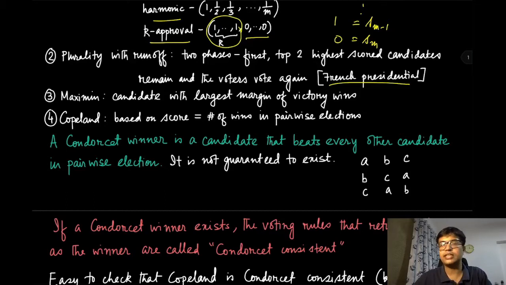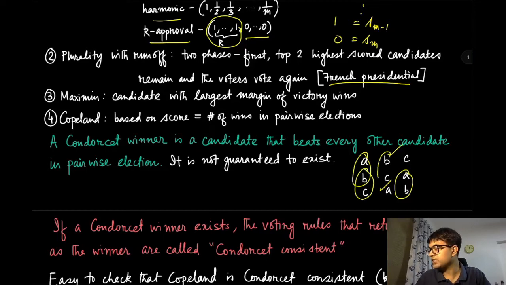And here is one example. A very simple example with 3 voters and 3 candidates. Maybe these 3 agents have these 3 preference orders over the 3 candidates A, B, and C. What you can see is that A is beating B in a pairwise election. A is above B in 2 cases and B is above A in only 1 case. So A is beating B in a pairwise election. Similarly, B is beating C in a pairwise election.